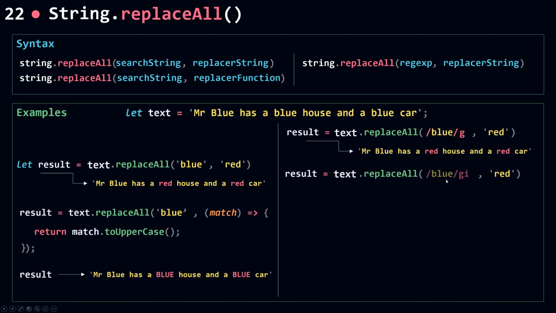Now in the next example, I'm going to play with the regular expression. Here I'm going to use the I flag for case insensitive. Now the matches are 3: this is a match, also this one and this one. So all 3 matches will now be replaced with red.